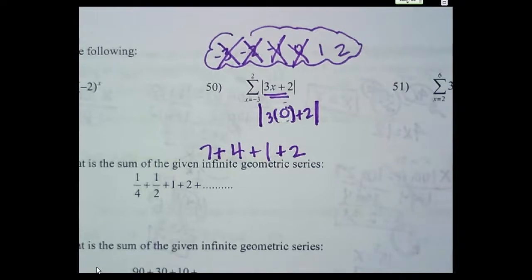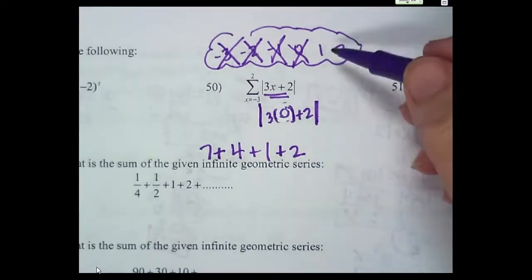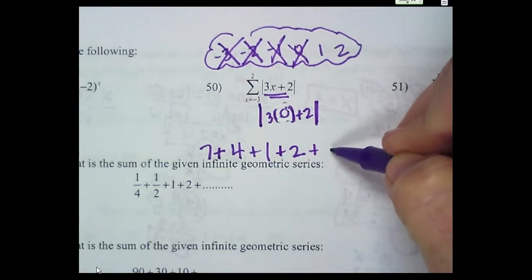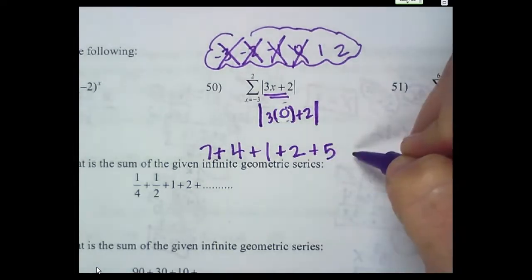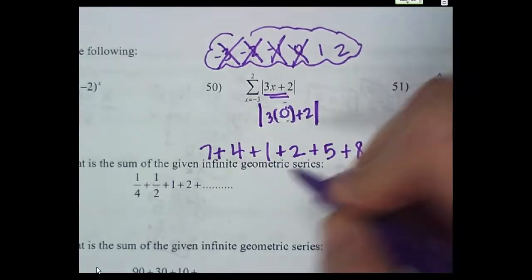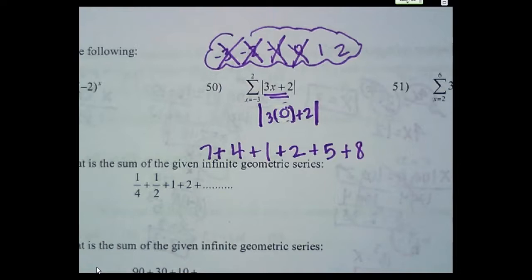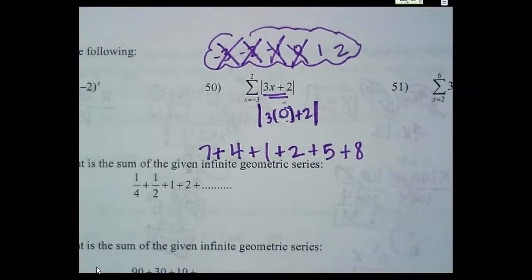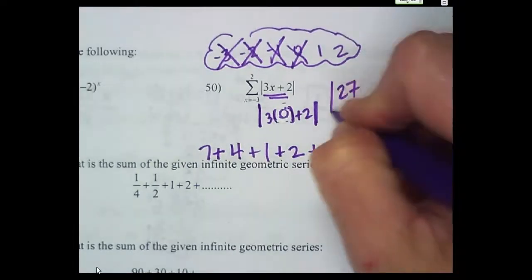What's next? Which would give you 5. And then 2 is going to give you 8. Okay, what do I do with those numbers, guys? Add them up. And when you add them up, the answer is 27.